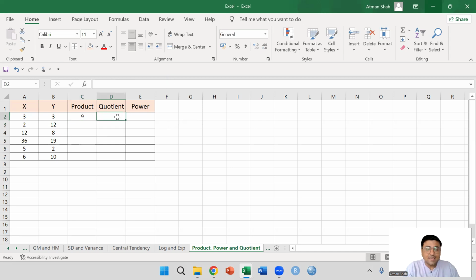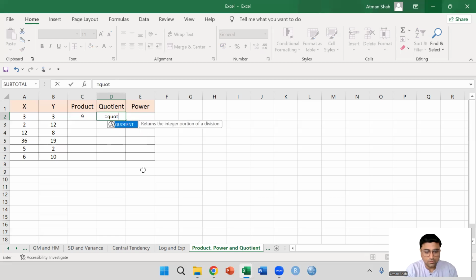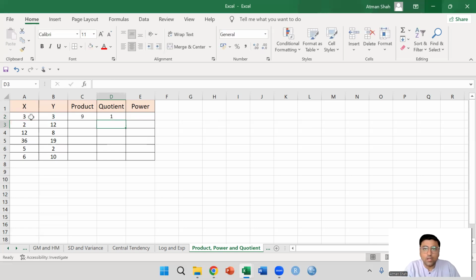Now let's understand the quotient function. So here I write is equal to quotient. You first select the numerator, comma, then we select the denominator, enter, and answer is 1.